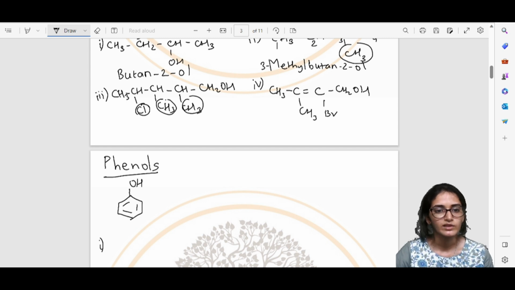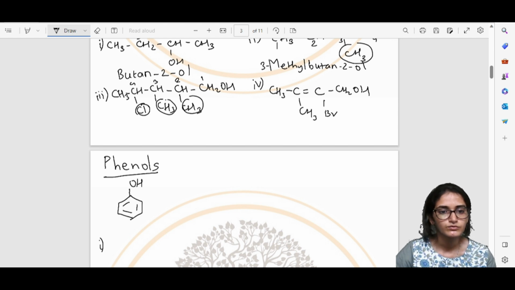So for the name, numbering we have to do here: 1, 2, 3, 4, 5. So the name will be 4-chloro. Now there are 2 methyl groups, so 2,3-dimethyl.